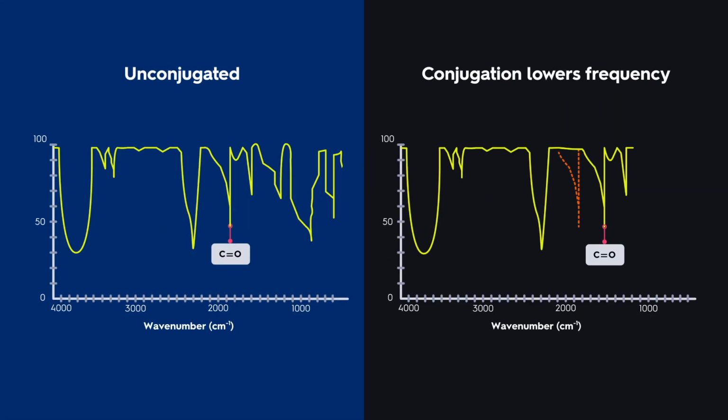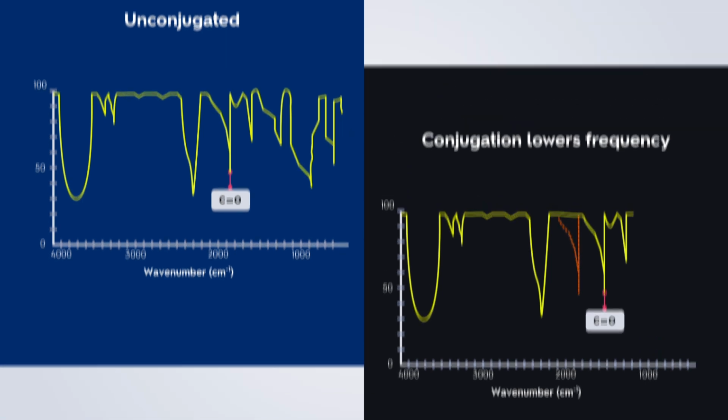One last tip, watch for shifts. Conjugation next to a carbonyl lowers the frequency a little, so a conjugated carbonyl group can slide down toward 1,680 to 1,700. Do not mislabel it as something else just because it moved.